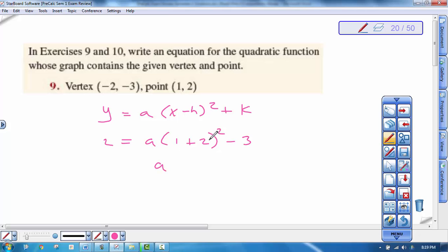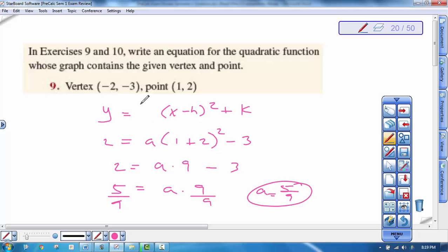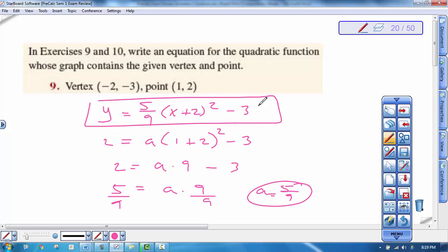So this would be 3 squared, which is 9. And then I can solve by adding 3 to both sides and dividing both sides by 9. So my a is 5/9. So I can plug that back in. 5/9 goes in for a. My h is -2, and my k is -3. So there's my function in vertex form. We could FOIL it out, put it in what we would call standard form, but this is good enough.